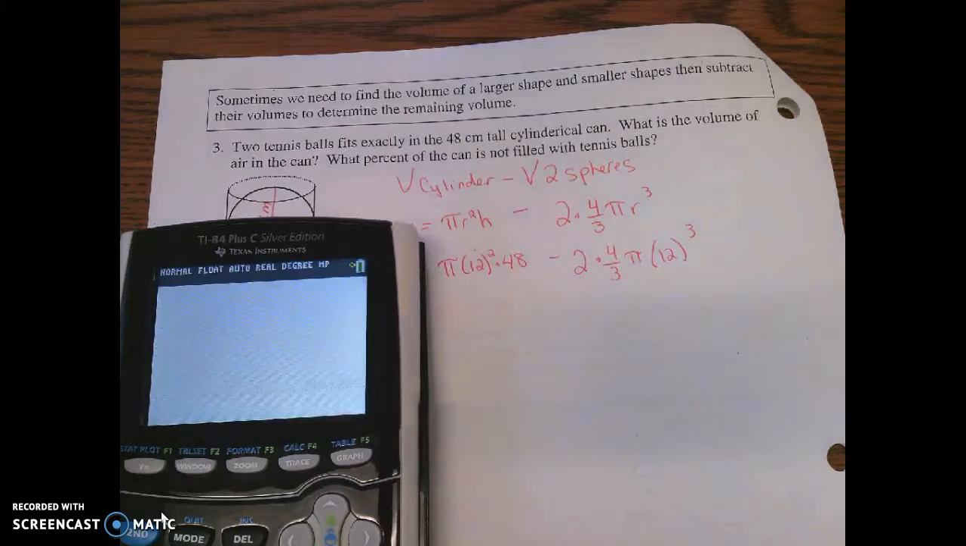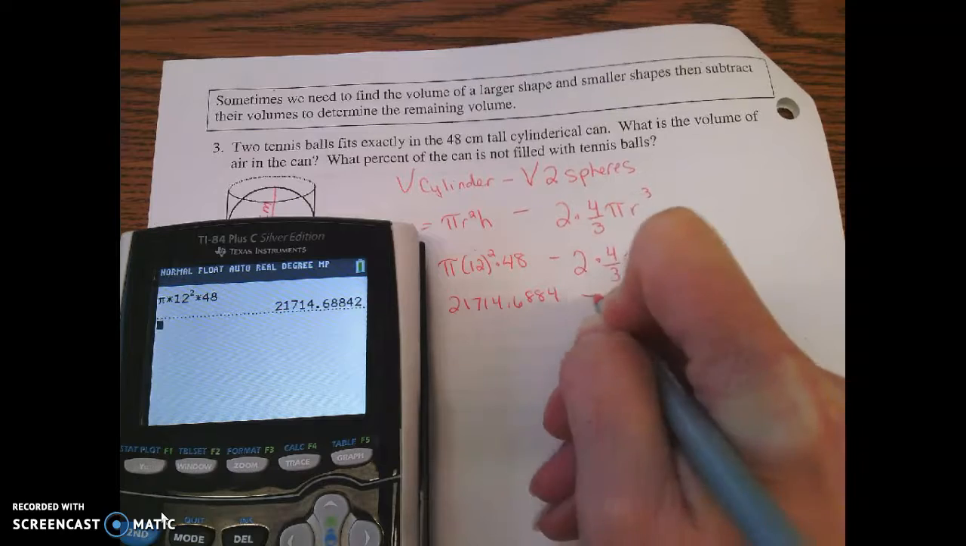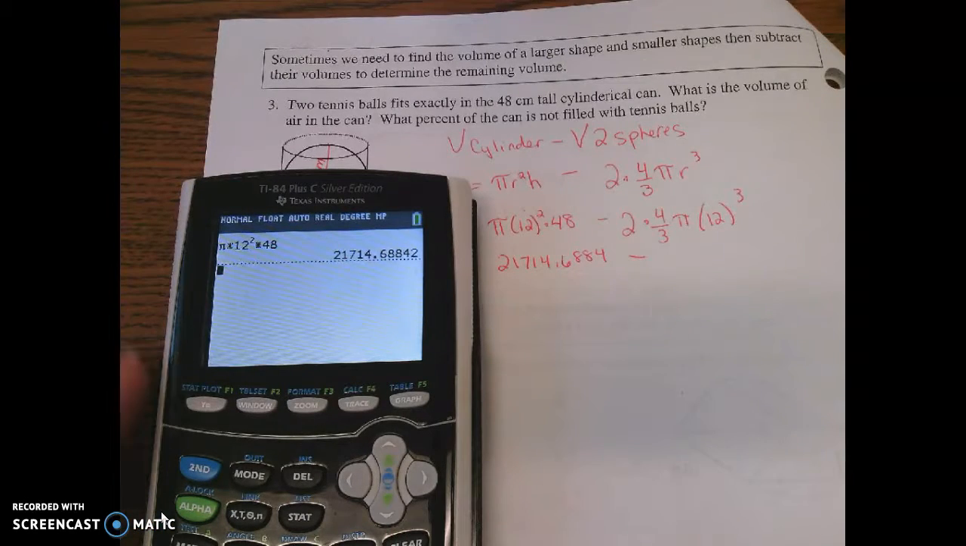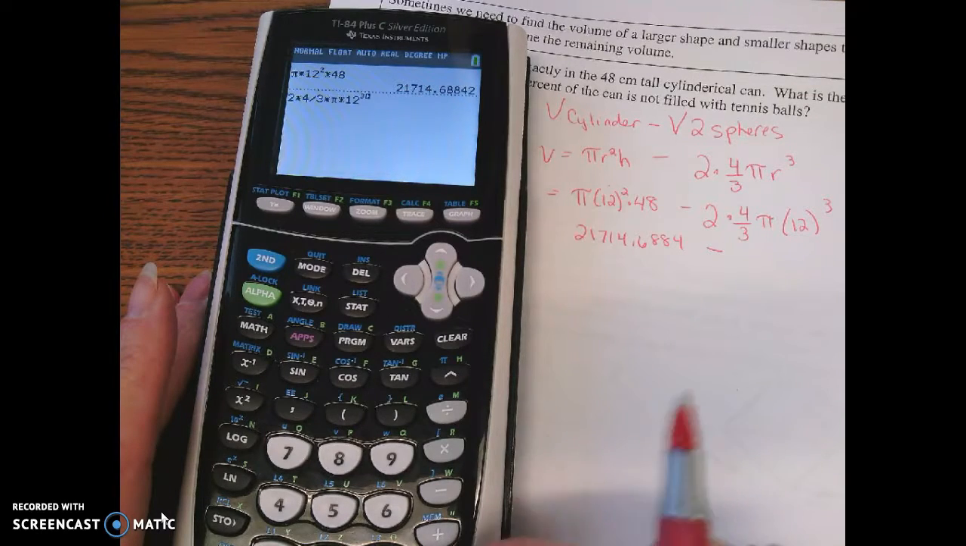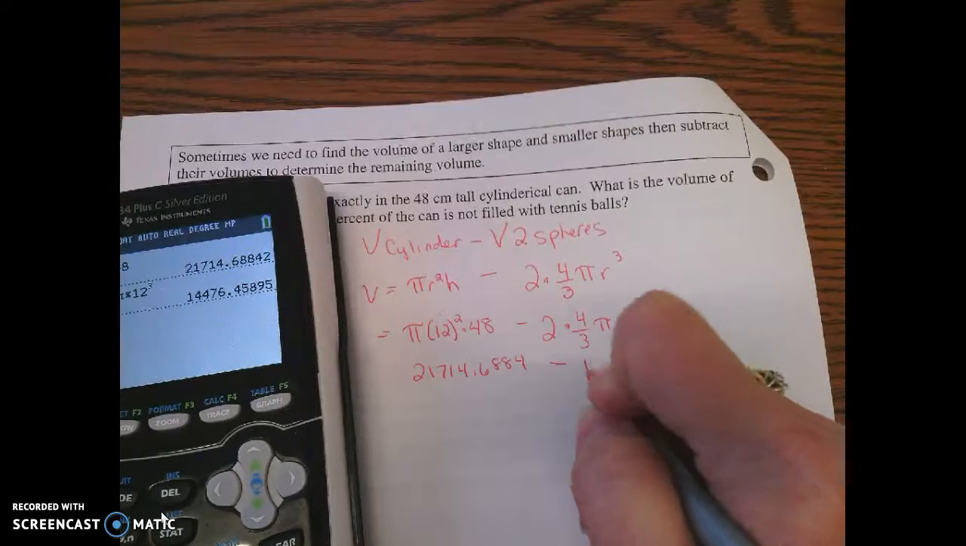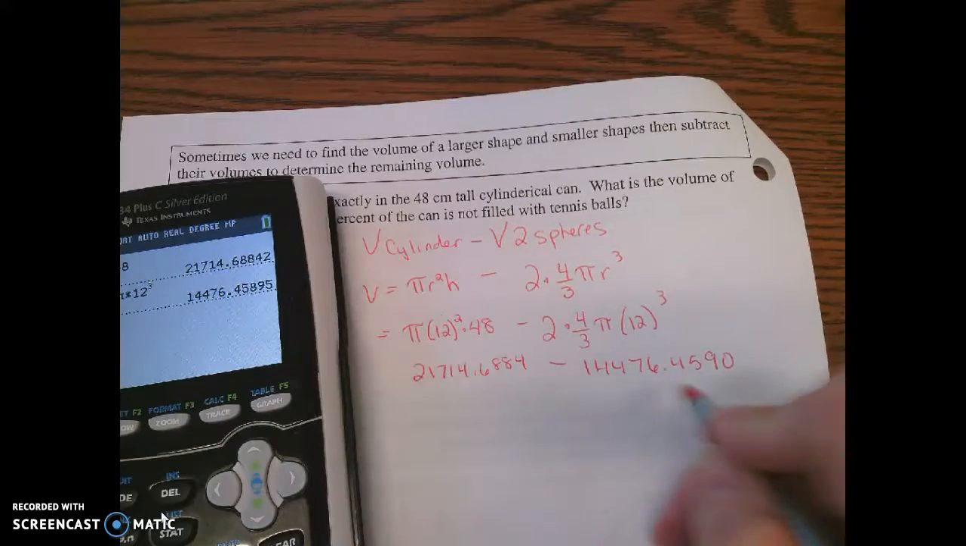All right, calculator time. We need pi times 12 squared times 48. This value, 21714.6884. All right, so this one, it looks crazy to type in. You're just doing 2 times 4 divided by 3 times pi times 12 to the 3rd power. So I'm using my caret button. I'm raising that to the 3rd power. All right, so this is 14476.4590. I had to round.